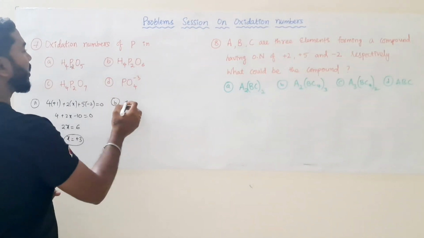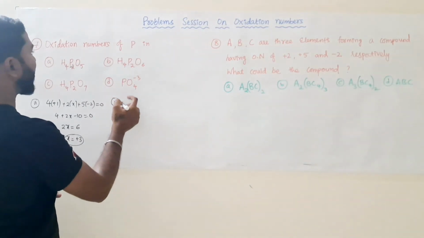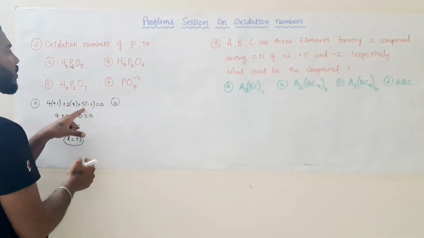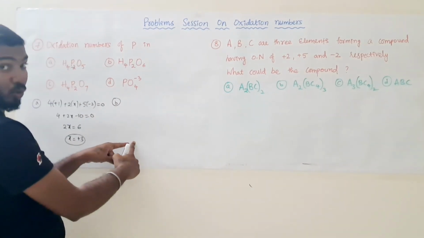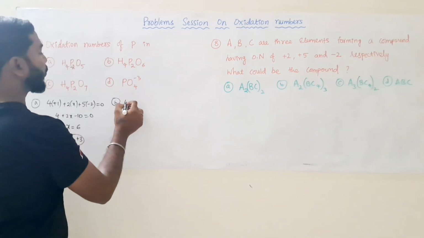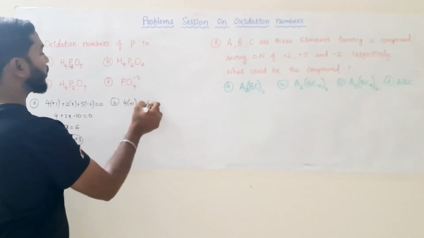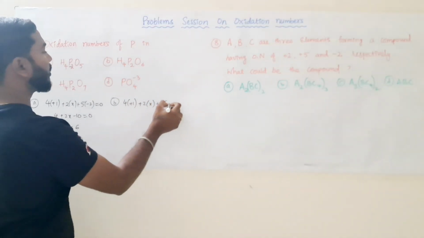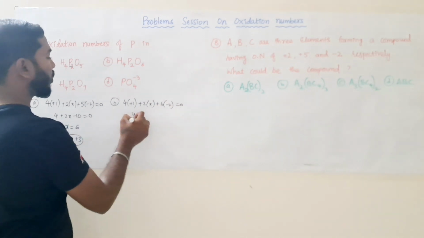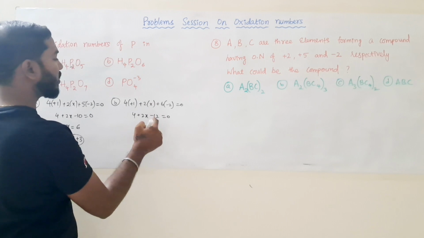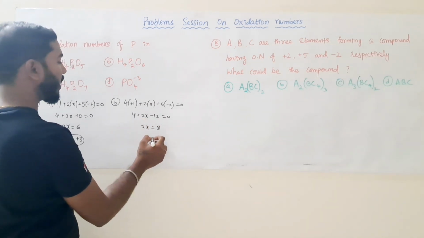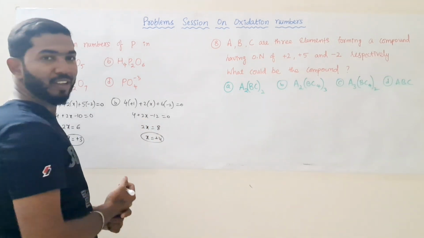Option B, if you try to solve the same. The only difference is one oxygen more. One oxygen more, obviously it is going to give us +4. I hope you understood. So that is 4 into +1 plus 2 into x plus 6 into -2 equals 0. 4 plus 2x minus 12 equals 0. 2x equals 8, and then x is going to come out as +4.